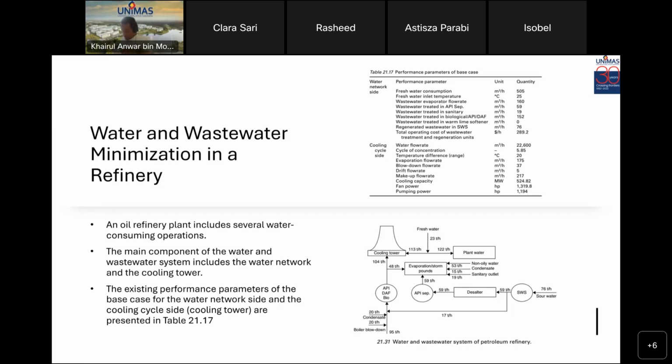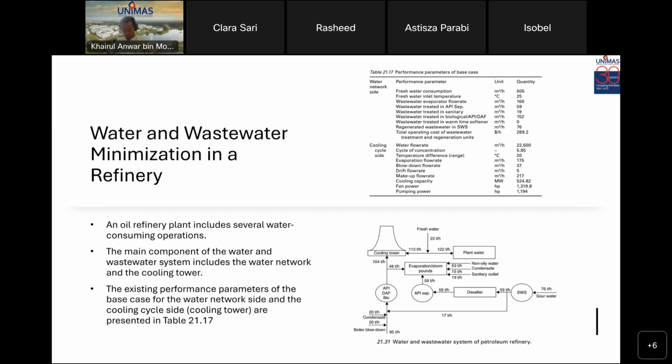So before I forget, for the final exam, for my part, you need to study last week's presentation, especially on how to construct the water pinch, especially the limiting composite curve, LCC.